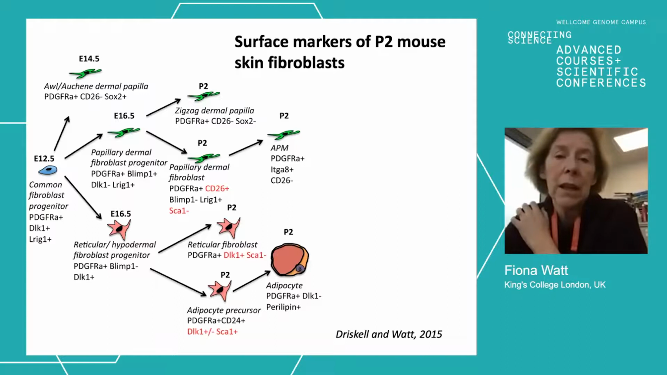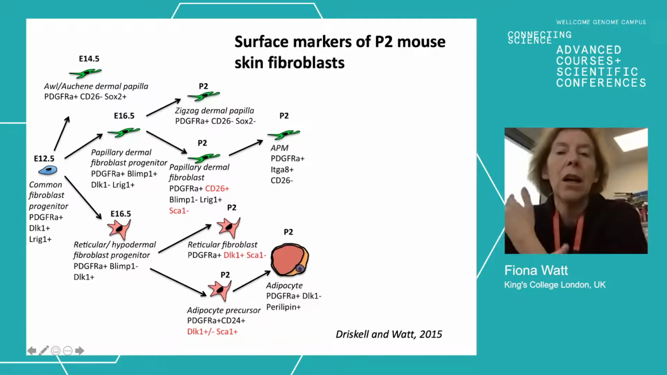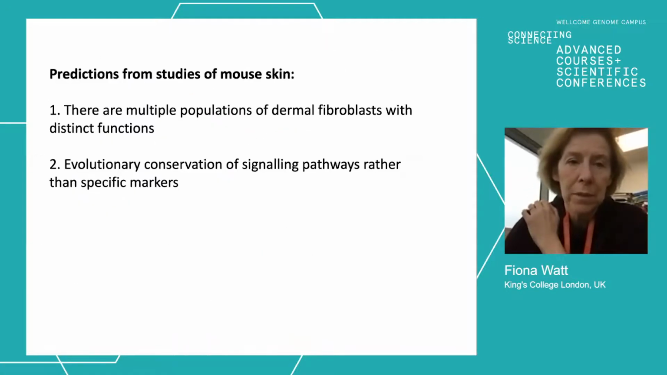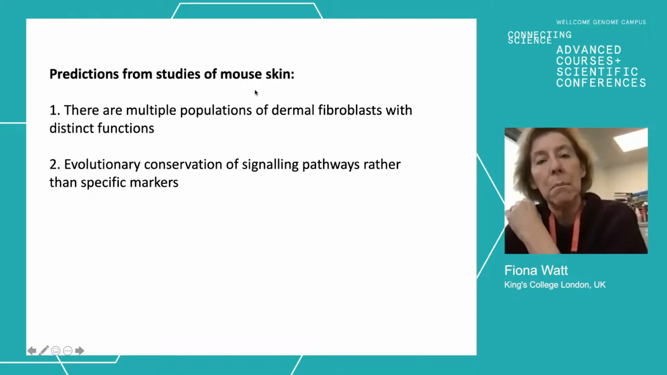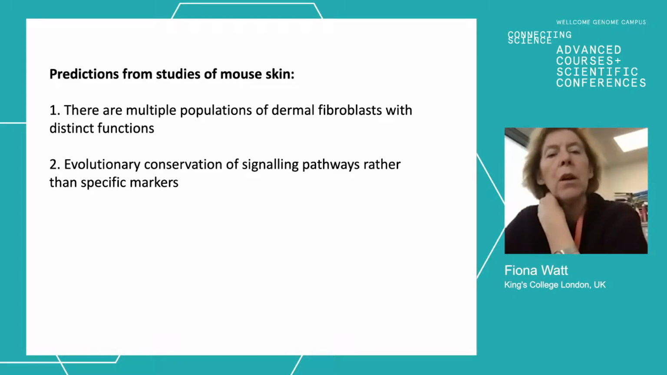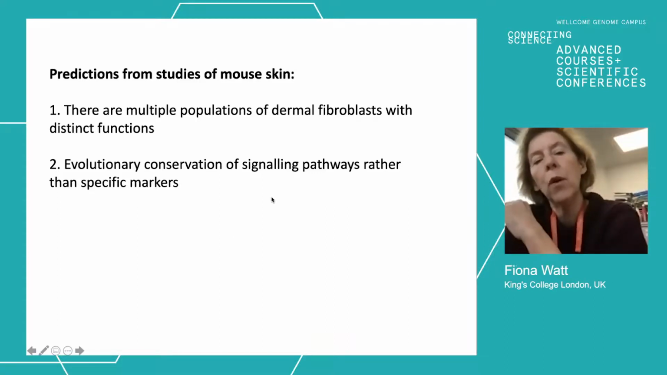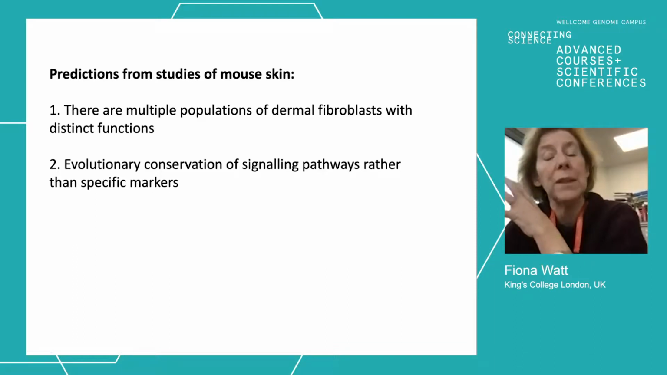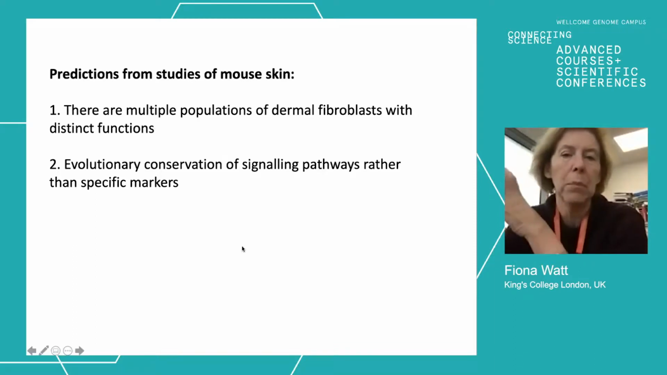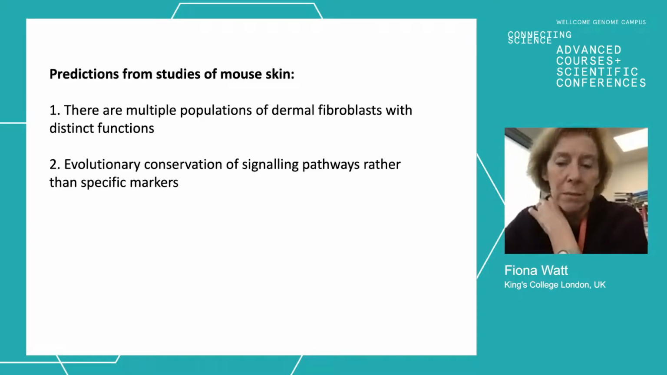Are they functionally distinct? And can we use the markers that work in neonatal mouse backskin as a guide to studying human fibroblasts? So the predictions from our studies in mouse and from important pilot studies that were carried out by Magnus Lynch and Christina Philippeos, we predict that there should be multiple populations of dermal fibroblasts with distinct functions in adult human skin. And what we're looking for more is evolutionary conservation of particular signaling pathways in the different subpopulations, rather than specific markers that we can use for flow sorting of the cells.